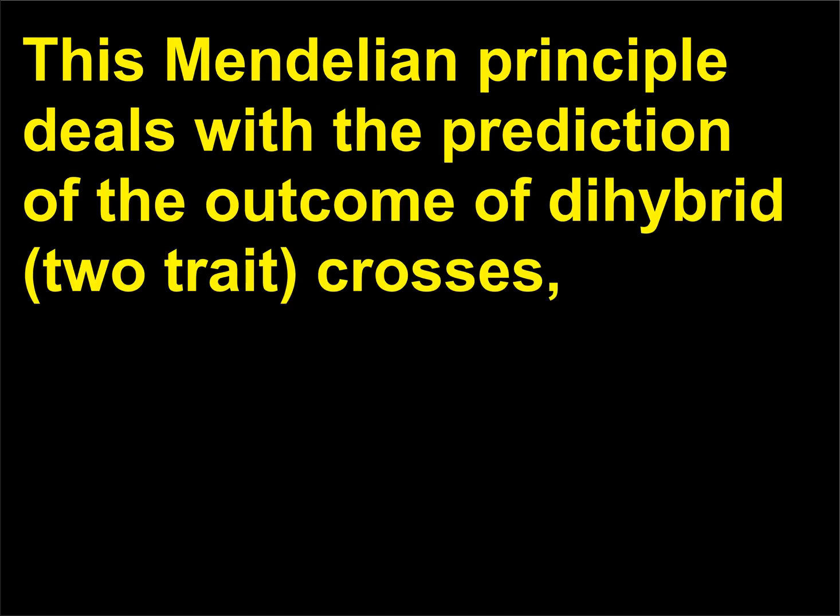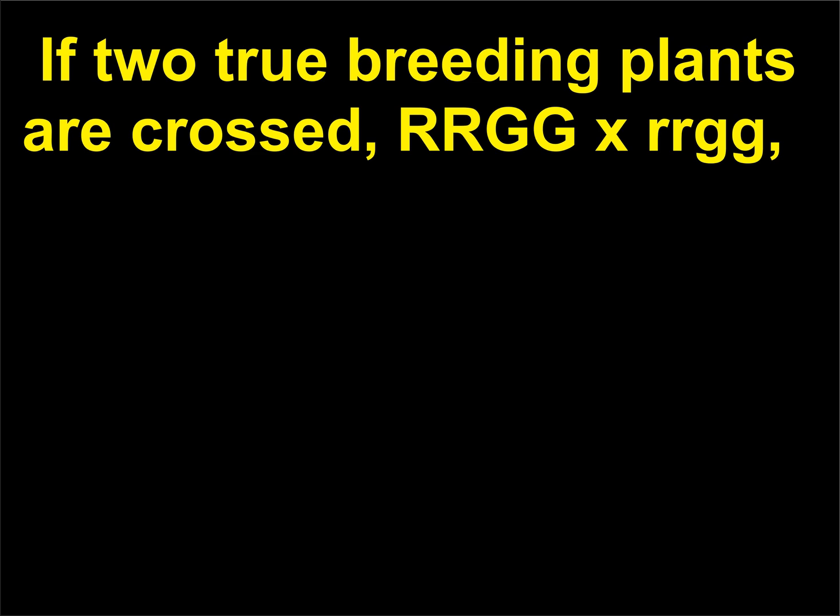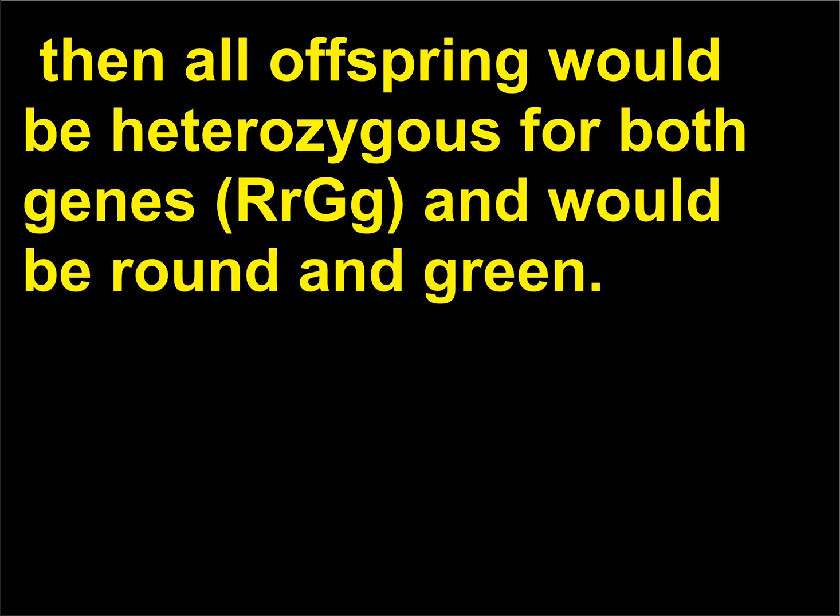This Mendelian principle deals with the prediction of the outcome of dihybrid, two-trait, crosses, such as the traits for seed shape, R equals round and r equals wrinkled, and seed color, G equals green and g equals yellow. If two true breeding plants are crossed, RRGG x rrgg, then all offspring would be heterozygous for both genes, RrGg, and would be round and green.